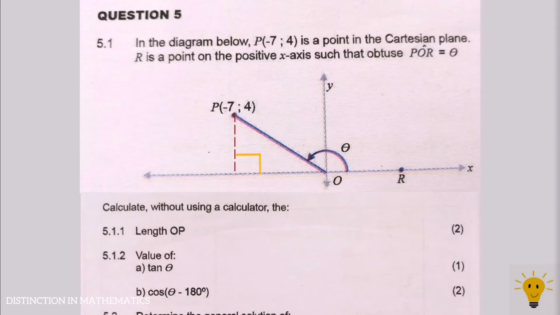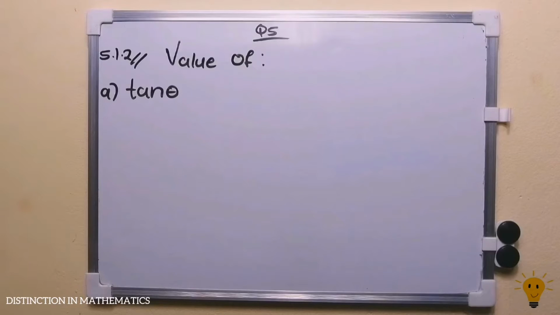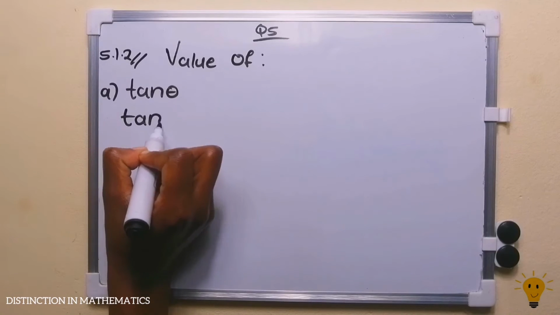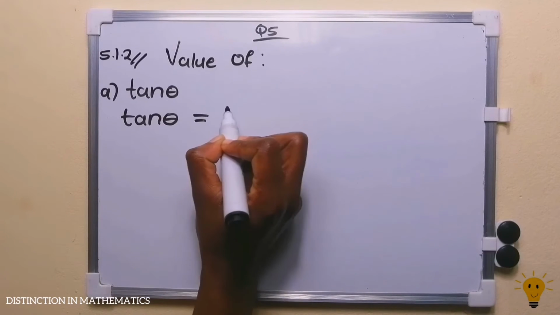Moving on to 5.1.2, calculate the value of tan theta. Tan theta is opposite over adjacent, and we have both the values of opposite and the adjacent, which are the P coordinates. So this is 1 mark, and we're just going to write it as it is.